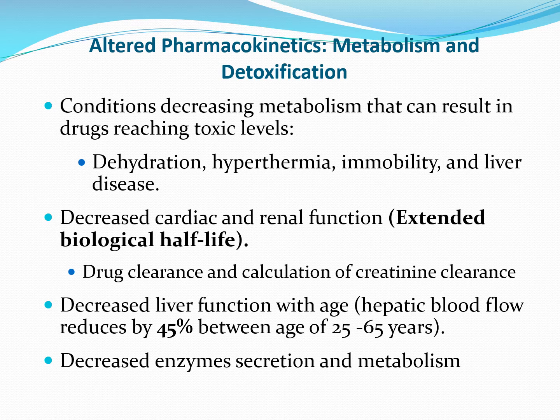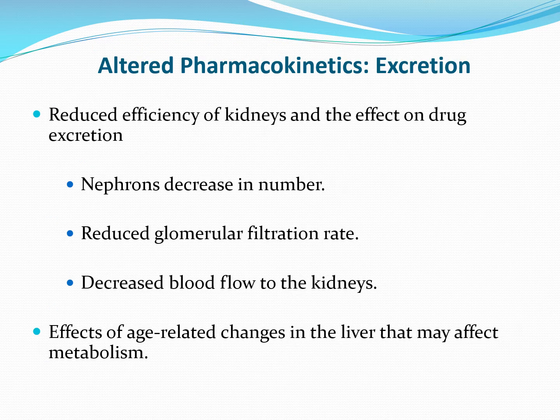For patients who have decreased liver function, such as those who have hepatic cirrhosis, for example, they will have a hepatic blood flow reduction by 45% between the ages of 25 and 65 years. This is a common or general manifestation that can be seen in older adults, but in patients with hepatitis, patients with liver cirrhosis, for example, it tends to be even more.